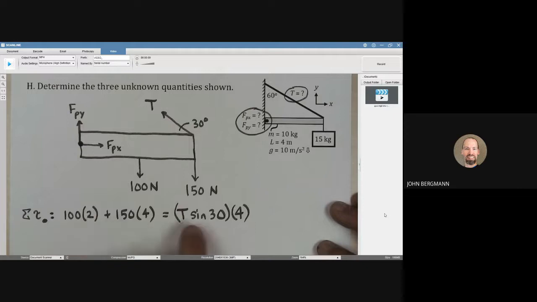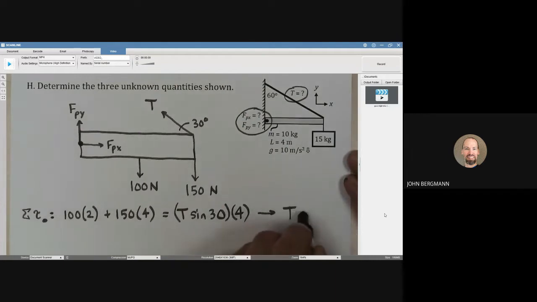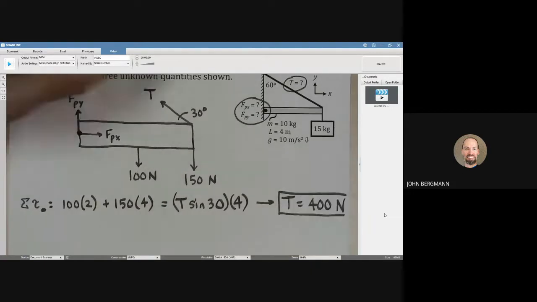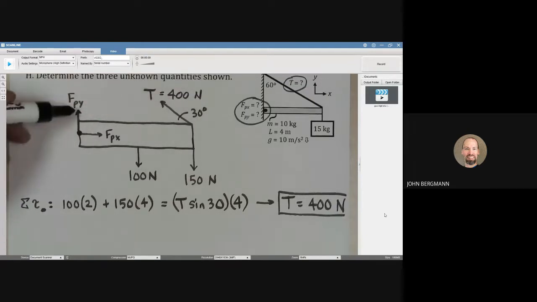Clockwise torques equal counterclockwise torques. The only thing we don't know in there is tension. And so therefore we can solve that for the tension force in that cable. I'll go ahead and let you do that if you wish. I got 400 newtons when I solved that. The tension we found to be 400 newtons. Now we need to find FPY and FPX.